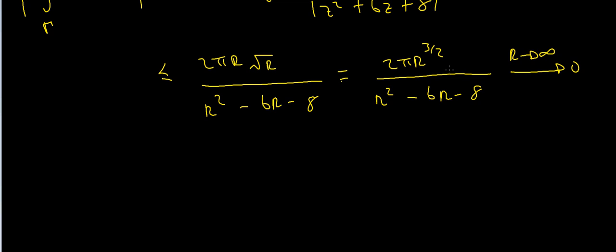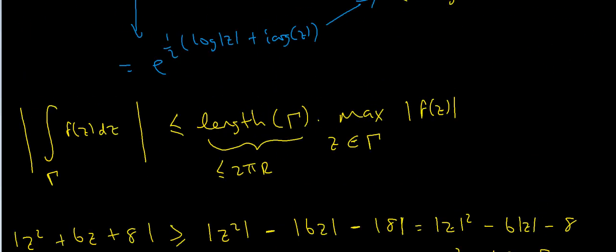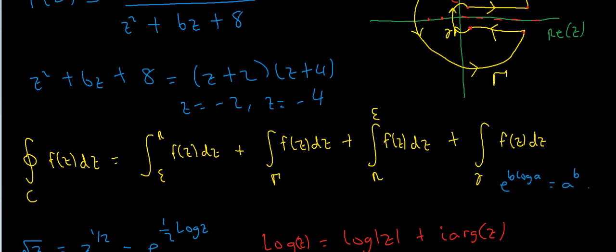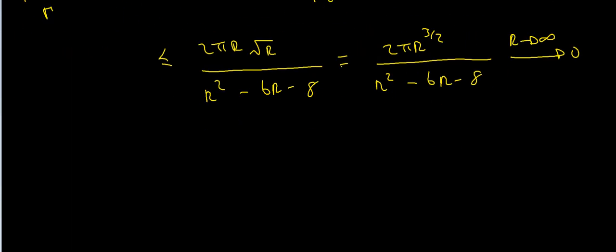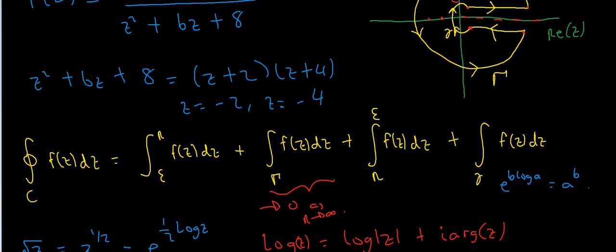It has degree 3 over 2, which is less than that of a quadratic. So therefore the contribution by that integral, which is this one, is going to go to 0 as r tends to infinity. So that takes care of that integral. Now we can deal with the integral over little gamma. And what's that? That's going to be basically the same idea.